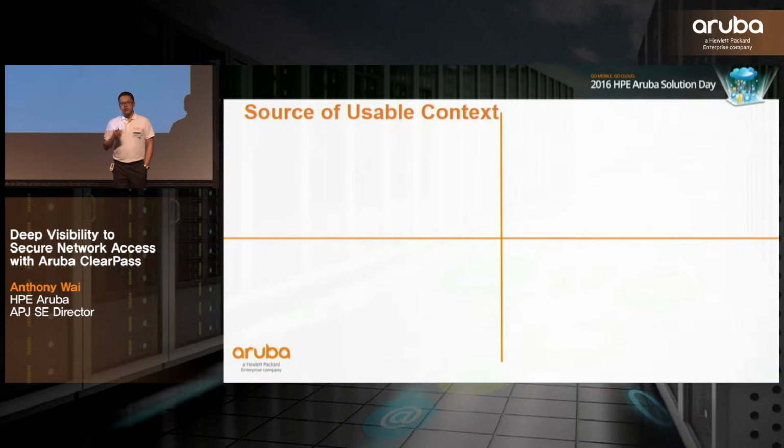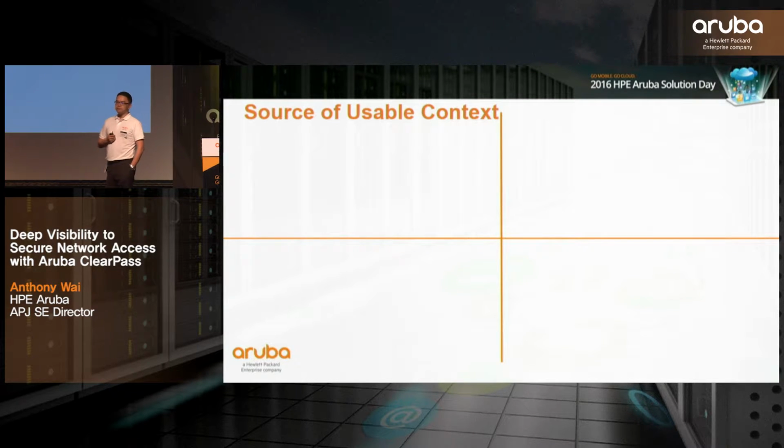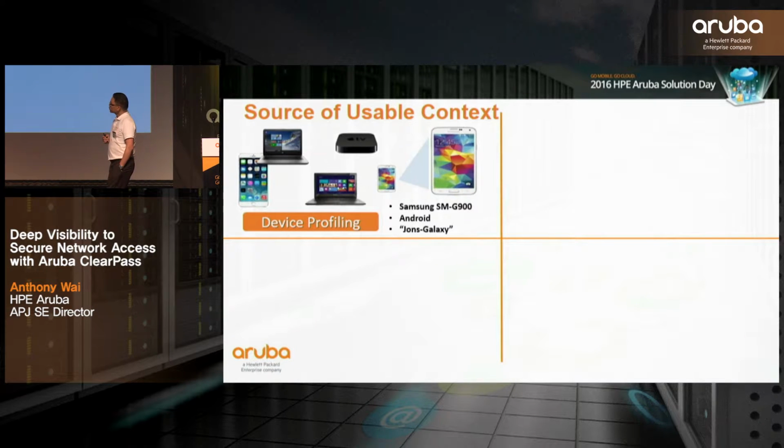So how does ClearPass get all the context out there? And what kind of information can it get? Now, there are different sources of usable context. The first and most basic ones are tied to the devices themselves. We call this device profiling. And this is one of the unique features that is built into ClearPass. So ClearPass, as a network device sitting on the network, is always listening to all the other devices that are connecting. And it can do profiling, understanding what type of device it is, what OS is running, and what version of the OS it is running.